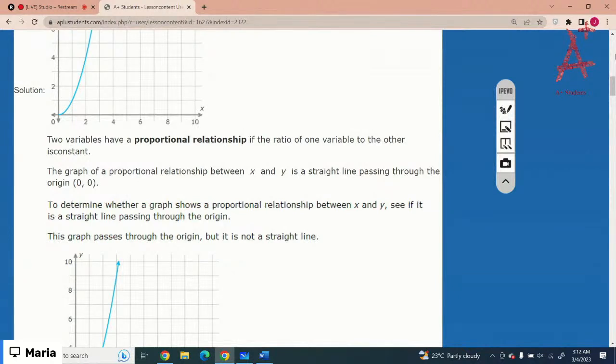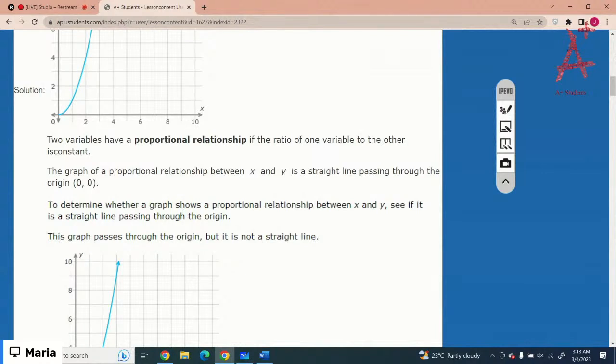The graph of a proportional relationship between x, y is a straight line passing through the origin 0, 0. Got it? That means it must be a straight line and it is always passing through 0, 0. So to determine whether a graph shows a proportional relationship between x and y, see if it is a straight line passing through the origin. Got it? Must be a straight line and passing through the origin.